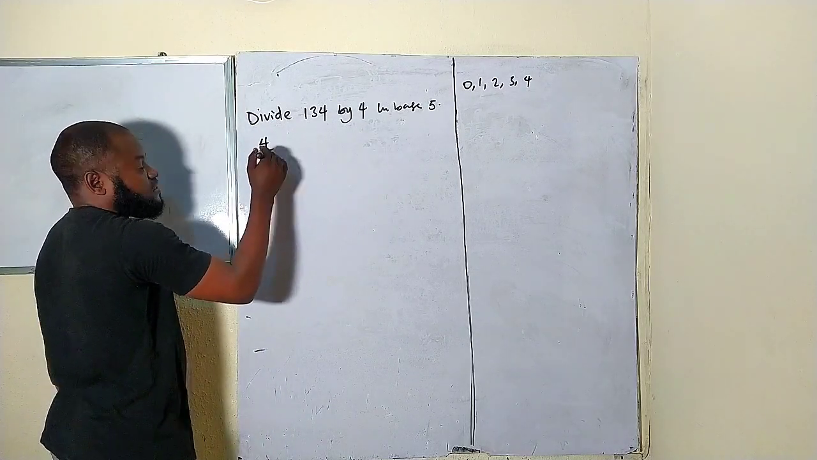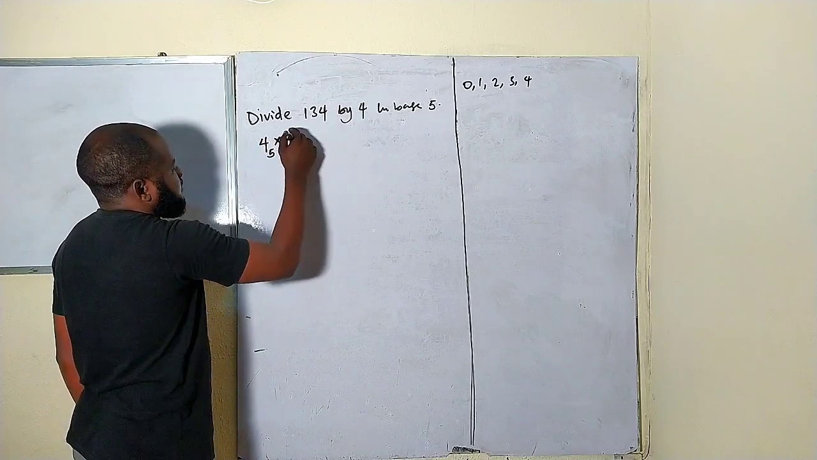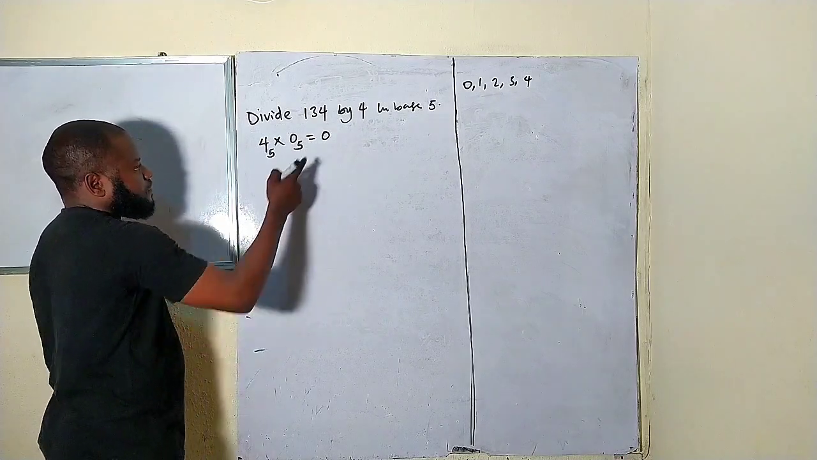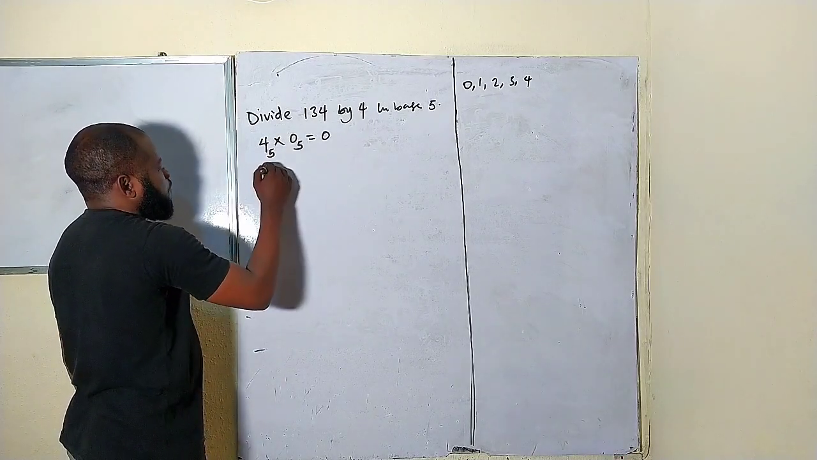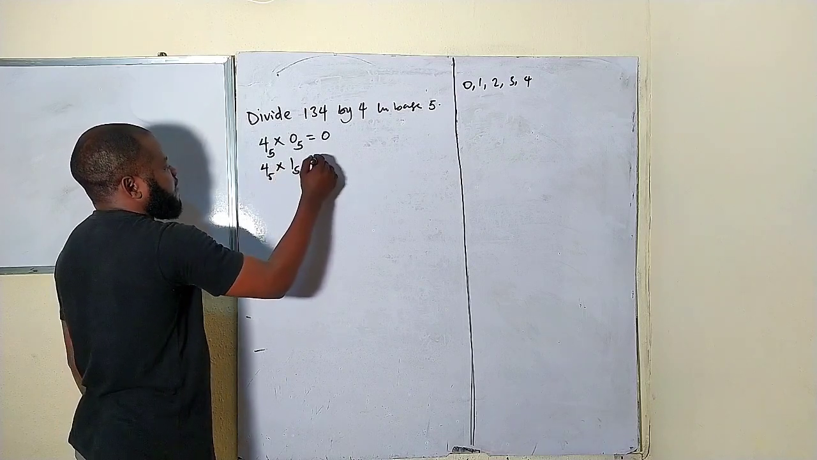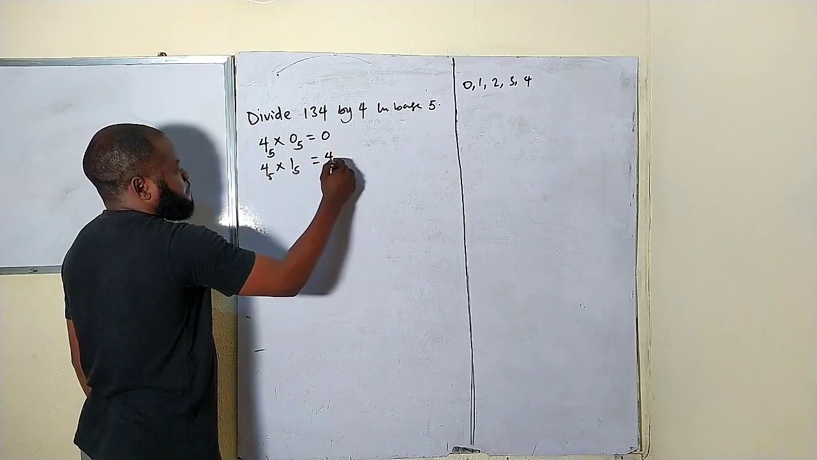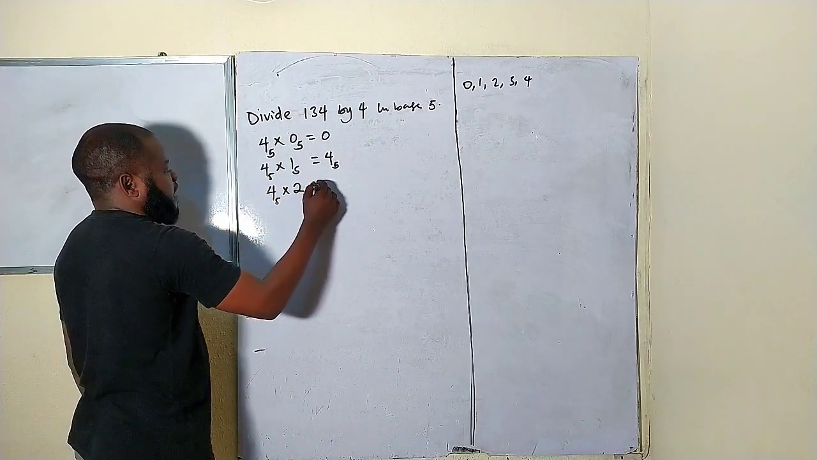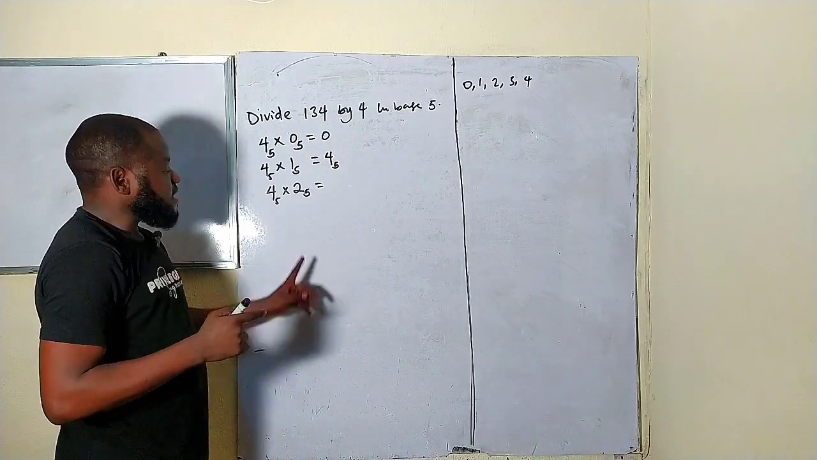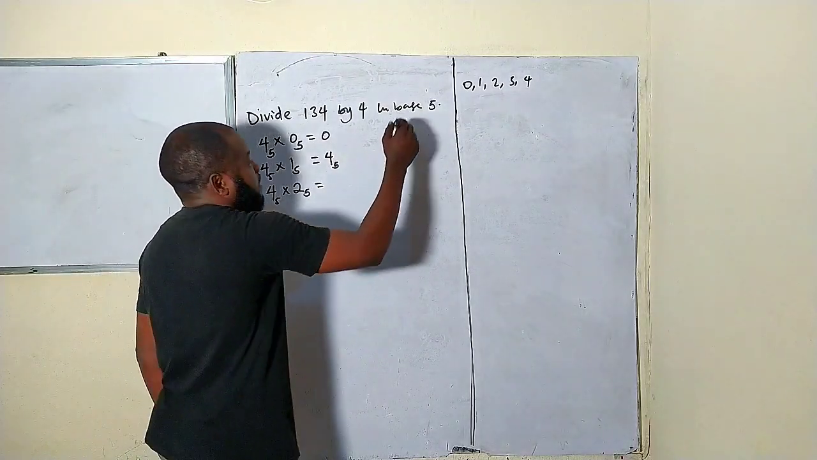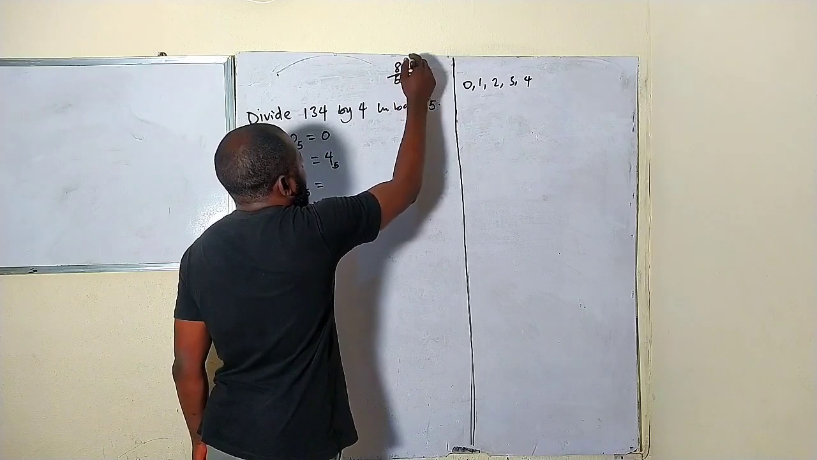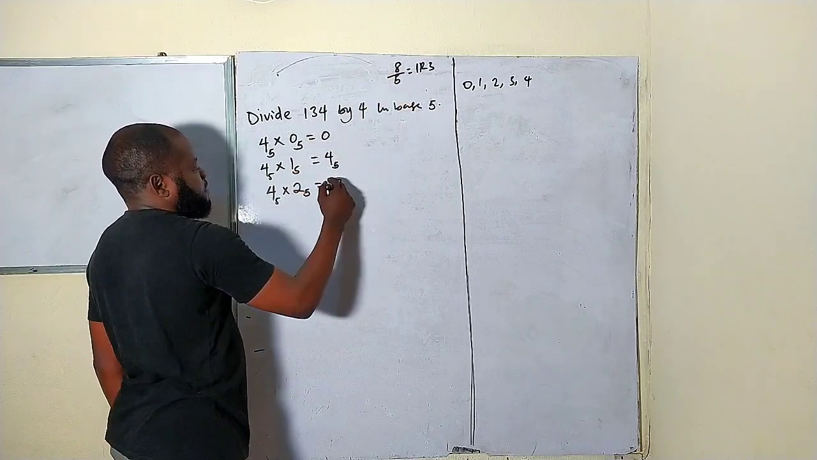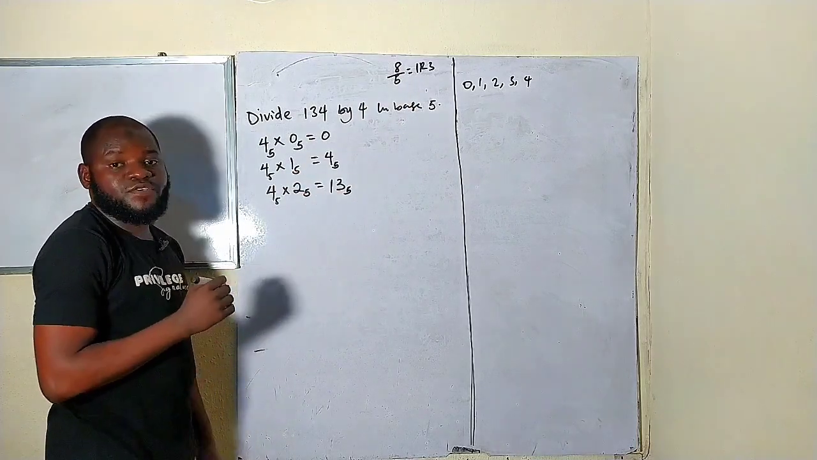So we have 4 in base 5 multiplied by the first digit, which is 0. So that's 0 in base 5. That will give us 0. Then we pick the next digit, which is 1. So we say 4 in base 5 multiplied by 1 in base 5. 4 times 1 is 4 in base 5. Then the next one is 2. So 4 in base 5 times 2 in base 5. 4 times 2 is 8. 8 is greater than 5, right? So 8 divided by 5 will give you 1 remainder 3. So you write down the 3 and you take the 1 to the front. So this should be 13 in base 5.